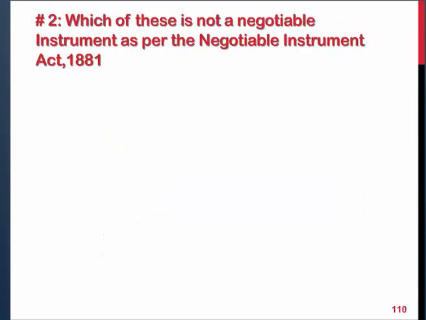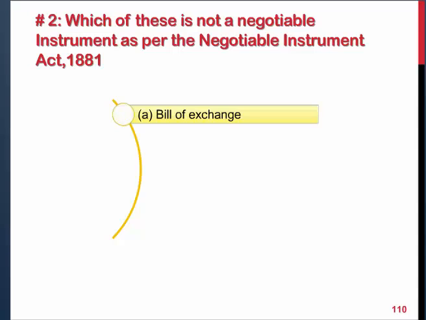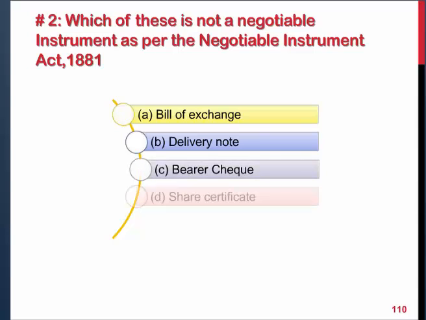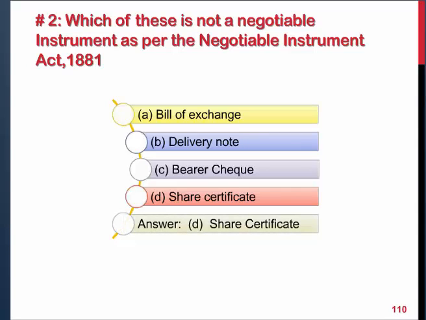Question 2. Which of these is not a negotiable instrument as per the Negotiable Instruments Act 1881? Option A, Bill of Exchange. Option B, Delivery Note. Option C, Bearer Cheque. And option D, Share Certificate. The correct answer is option D, Share Certificate. Just remember Section 13 of the Negotiable Instruments Act. Section 13 mentions only three kinds of negotiable instruments, namely bills, notes and cheques. Hence, share certificate is not mentioned anywhere in Section 13 and it is not a negotiable instrument.